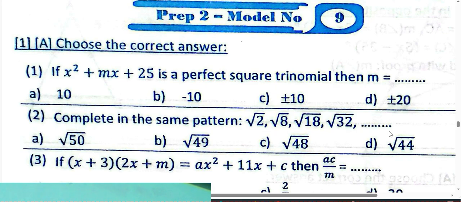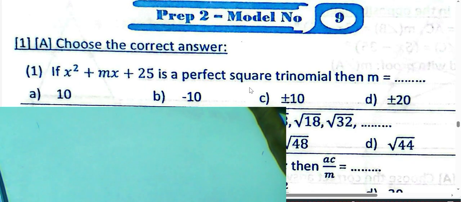Prep 2. Today we'll explain model number 9 from the الدقهلية governorate models. Question number 1, choose the correct answer. Number 1, if x power 2 plus mx plus 25 is a perfect square, then m equals.